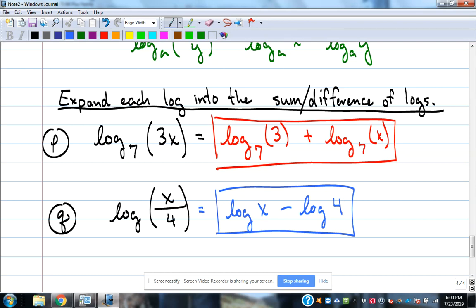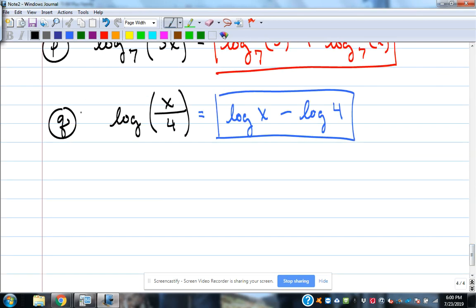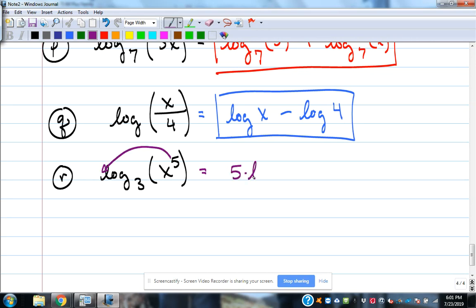We're taking logs, expanding them. These two so far just had one property to deal with. Let's take one log base 3 of x to the 5th power. Well, that's an exponent on what's inside the log. There's nothing else going on there. So I can drop that down to the front and make it 5 times the log base 3 of x.